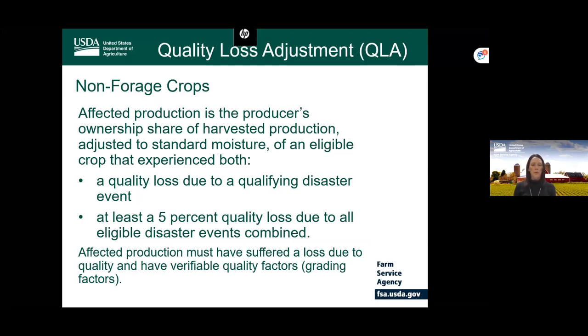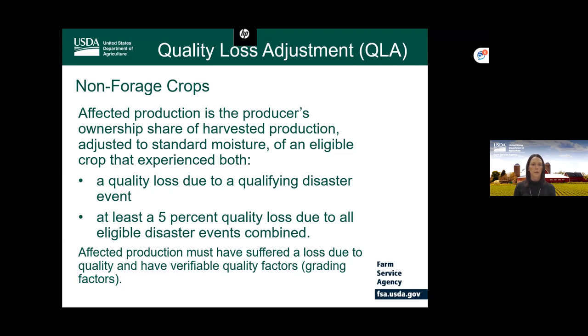Affected production is the producer's ownership share of harvested production, adjusted to standard moisture, for an eligible crop that experienced a quality loss due to the qualifying disaster event, so that's our snowstorm, excessive moisture, flooding, and have at least a 5% quality loss due to all eligible disaster events combined. The affected production must have suffered a loss due to quality and have verifiable quality factors. So again, we always need at a minimum to have those grading factors. Documentation of that needs to be provided with the application.